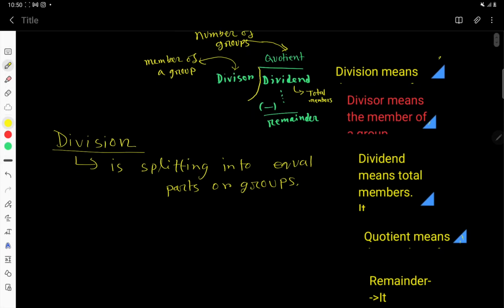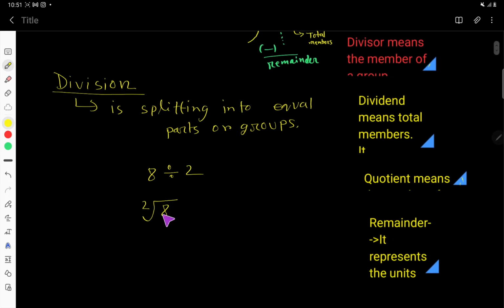However, let us take an example. This is a division bar. So how to divide 8 by 2? This is a division sign, right? Also you can use this sign, right? So here 2 is the divisor and 8 is the dividend. We need to divide 8 by 2. So 2 goes into 8 how many times?